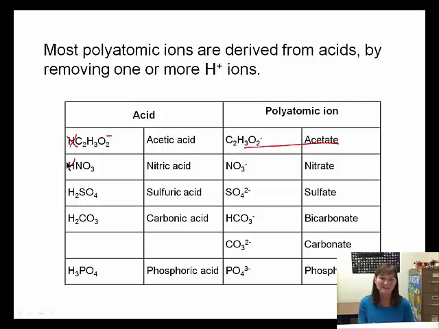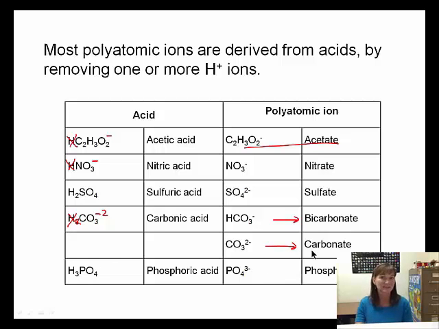Nitric acid is going to lose its hydrogen ion and become the nitrate ion. Here sulfuric acid turns into sulfate if it loses all of its hydrogens. Carbonic acid, it can lose 1 or 2 hydrogens. So if it loses just 1 hydrogen, it becomes the bicarbonate ion. If it loses both hydrogens, it ends up with a -2 charge, and that's our carbonate ion.